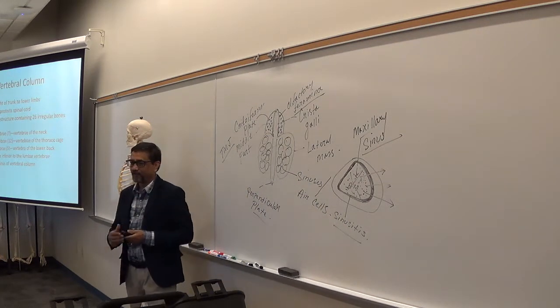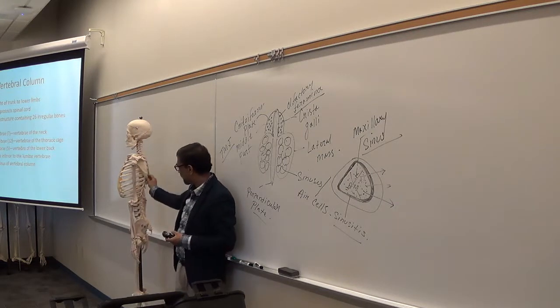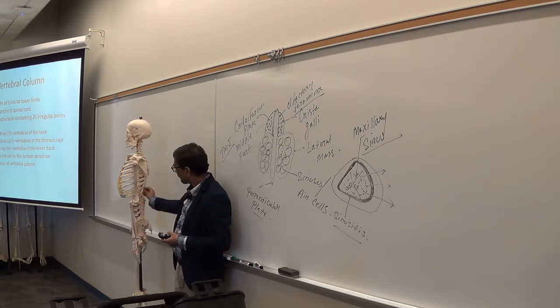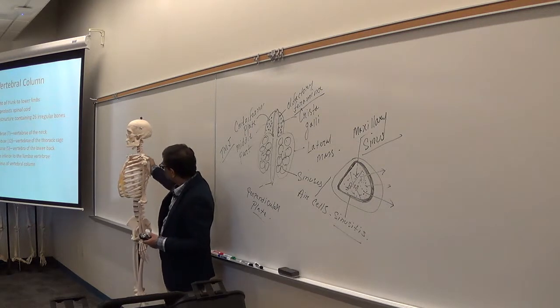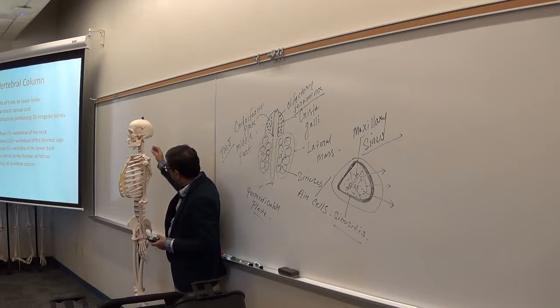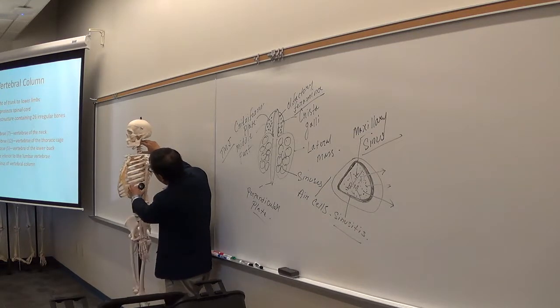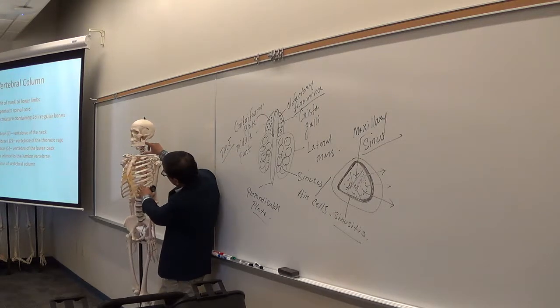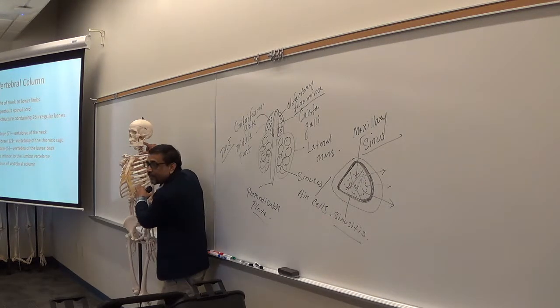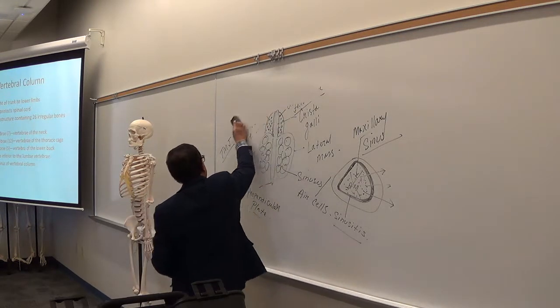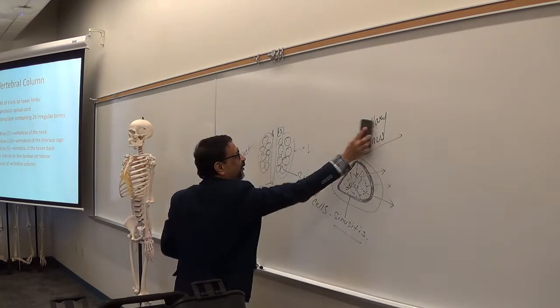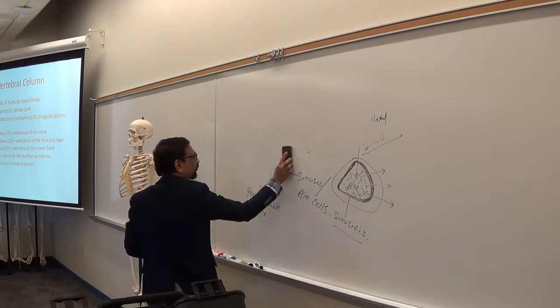Vertebral column. This is the vertebral column or spine. If you see from the top, in the neck part here, you have 7 cervical vertebrae. So, how many cervical? Everybody? 7.